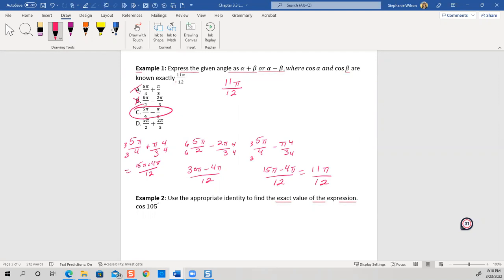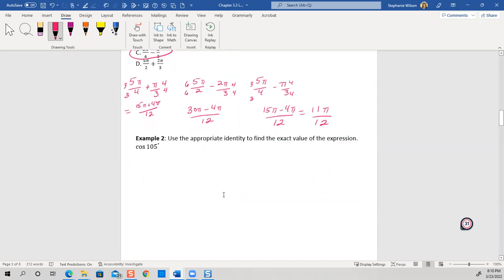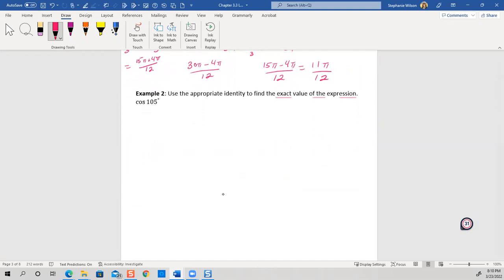Okay, the next one, we're going to use the appropriate identities to find the exact expression. So we have cosine of 105 degrees. If we go to our unit circle and look at our degrees and find the ones that add up, we'll notice that 60 degrees plus 45 degrees does give me 105. So now I can use this formula of cosine alpha plus beta, and that's equal to cosine of alpha times cosine of beta minus the sine of alpha times sine of beta.